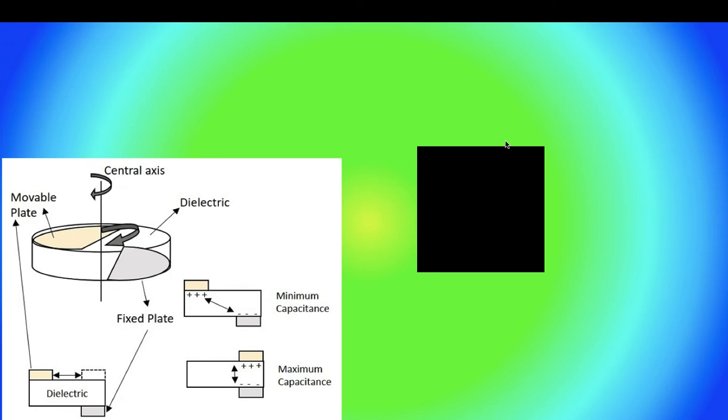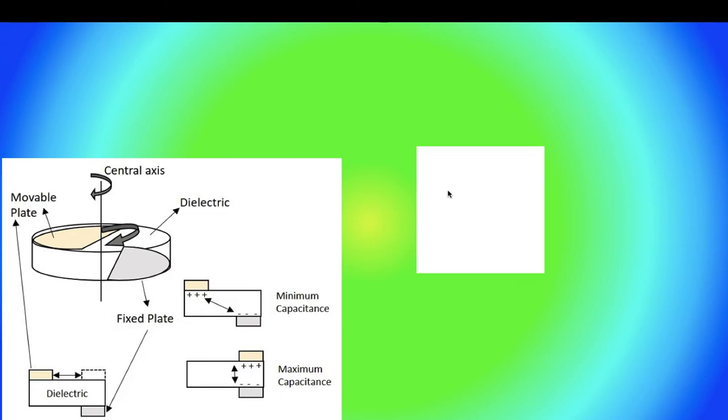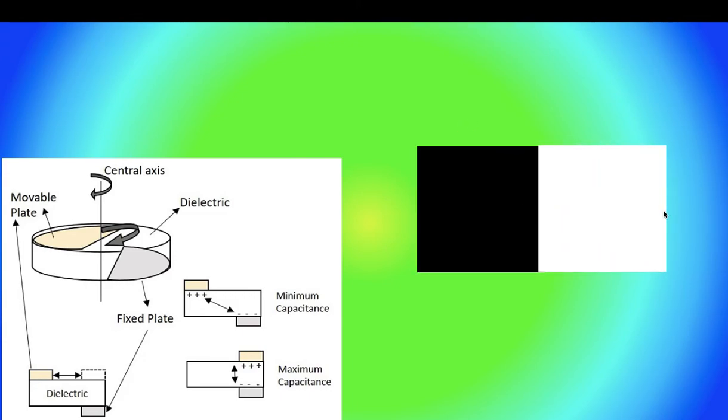We can overlap the plates. So let's say we have one plate, and we have another plate, and if you want to increase the area, all we have to do is slide this plate here, and the area will increase. And so we can increase and decrease the area, and that will be another factor in increasing and decreasing the capacitance.